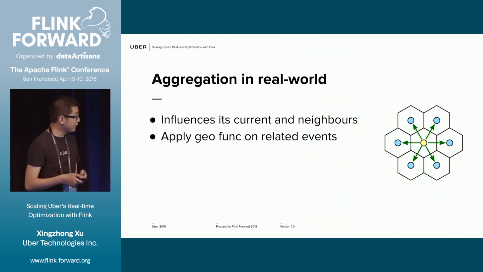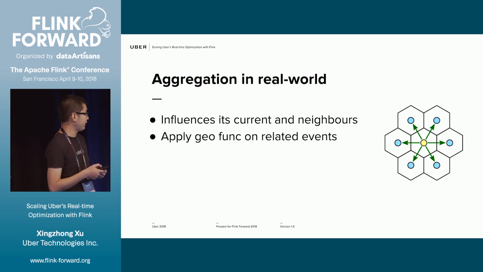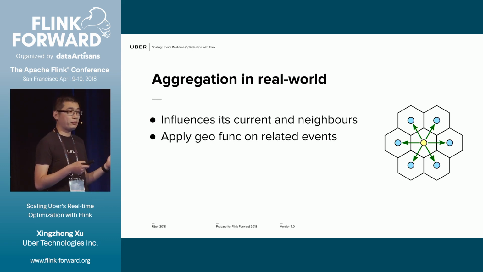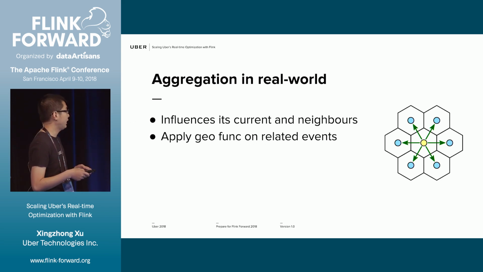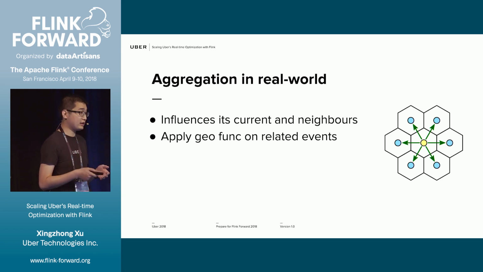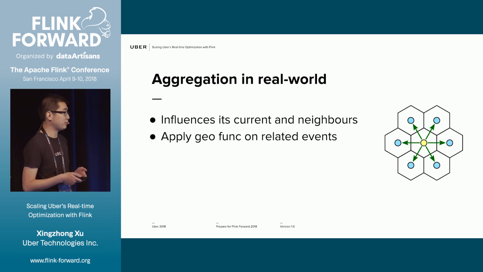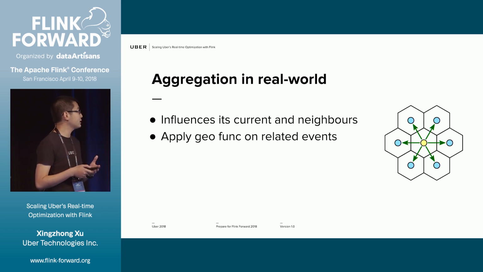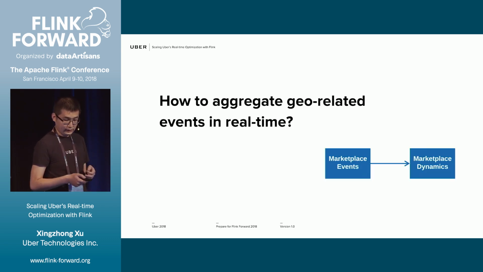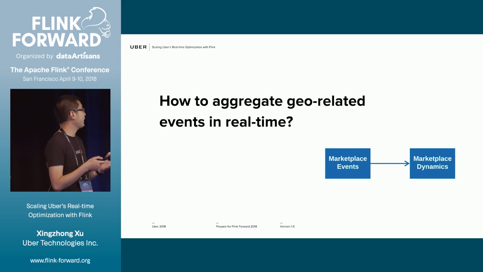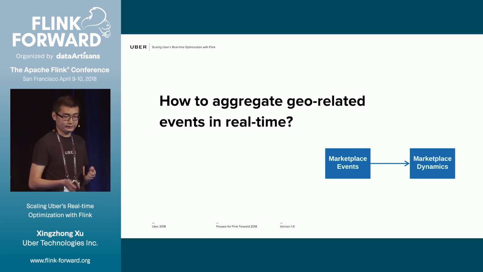In detail, we have an example here. You can understand that each event coming into our system not only influences its current location, it actually influences all its neighborhood. Think about some traffic congestion happening on 2nd Street. That means 1st Street and 3rd Street also have some problems. Those kinds of relationships are what we are trying to capture. And so the question is basically, how do we aggregate geo-related events in real time?